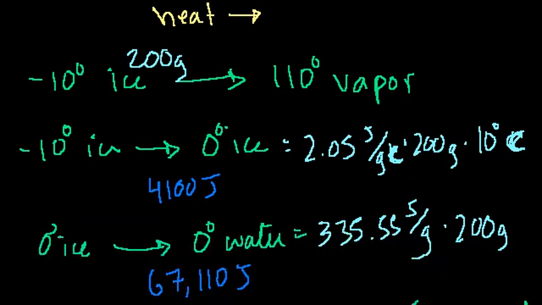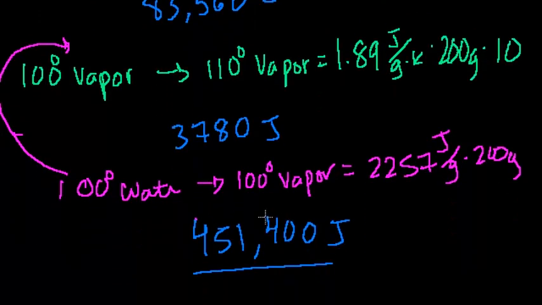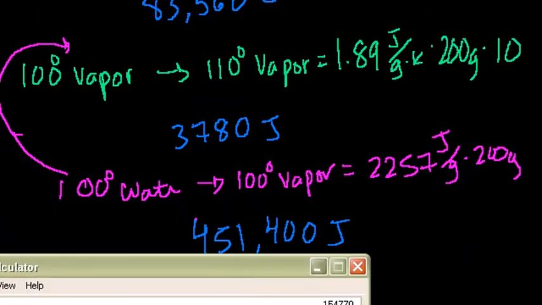plus the 67,000. So plus, I'm just doing this off the screen. So plus 67,110 plus 83,000. That's to go from 0-degree water to 100-degree water, plus 83,560. So we're at 154,000 right now, just to get to 100-degree water. And then we need to turn that 100-degree water into 100-degree vapor. So you add the 451,000. So plus 451,400 is equal to 606.